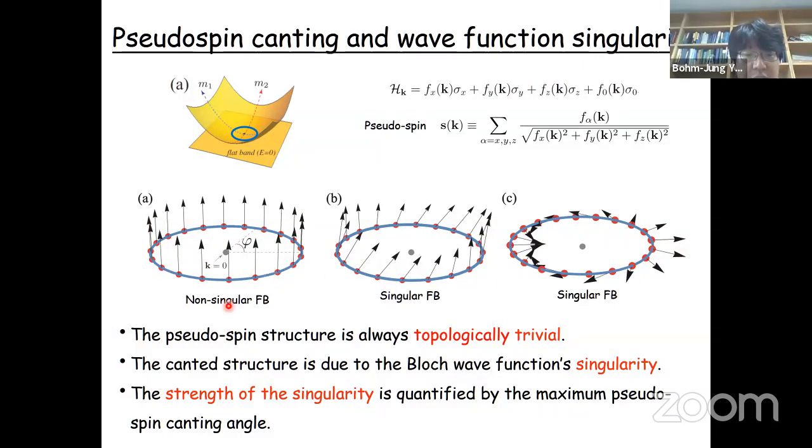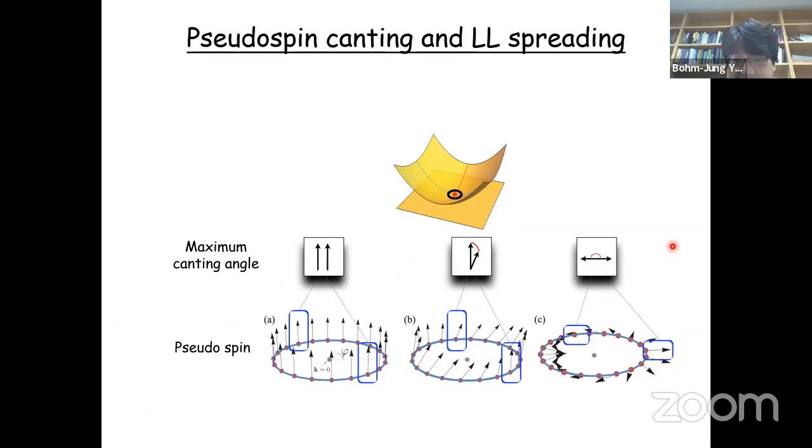First, in the case of the non-singular flat band, we see that the pseudo spin is pointing in the same direction. On the other hand, in the case of the singular flat band, the pseudo spin cannot maintain the same direction. We always see some canting of the direction of the pseudo spin, and depending on the strength of the singularity at the center, sometimes the pseudo spin makes a full 4 pi rotation and comes back to the original point. This shows that there is a way to characterize the strength of the singularity at the crossing point. One way is to measure the maximum canting angle along this circle.